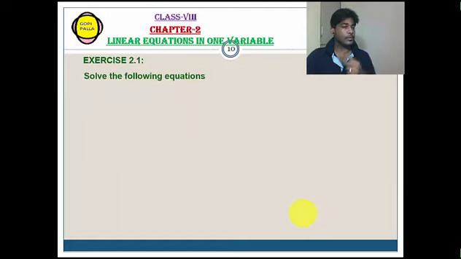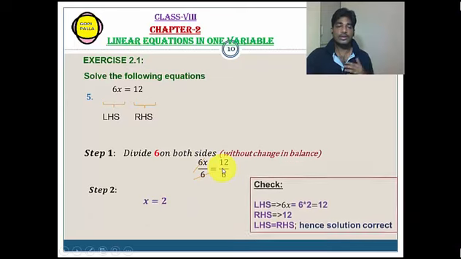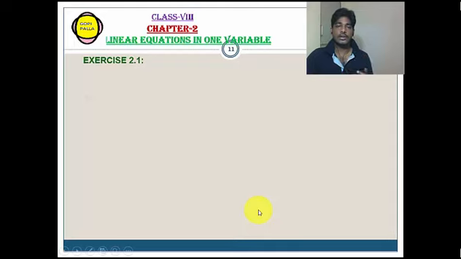Similarly, we are going to the fifth problem. So here 6x is equal to 12. Here also there are two parts, the left hand side and right hand side. Here we should get only x. So here it is 6 into x. In order to get 6x alone, we should divide by 6 on both the sides. So that is what we are doing here. 6x by 6 is equal to 12 by 6, x is equal to 2. Then we'll substitute the x value in the left hand side. 6 into 2 is equal to 12, and the right hand side is 12, both are the same, so the solution is correct.